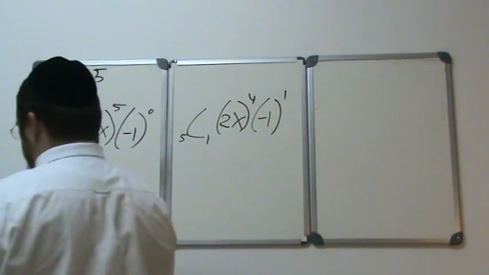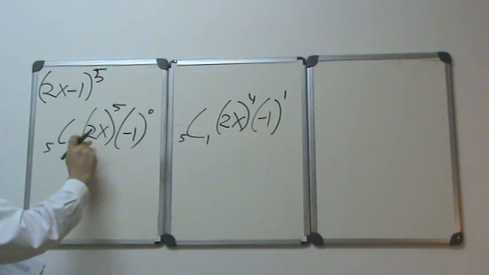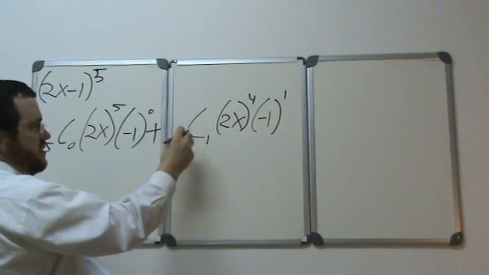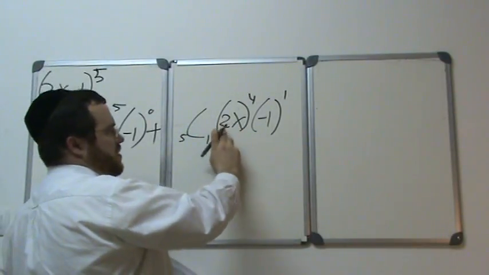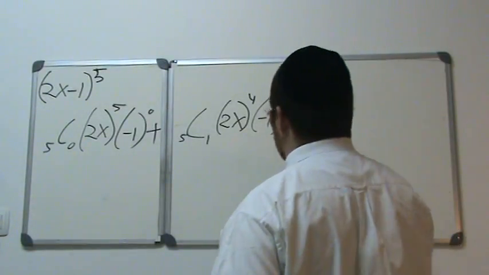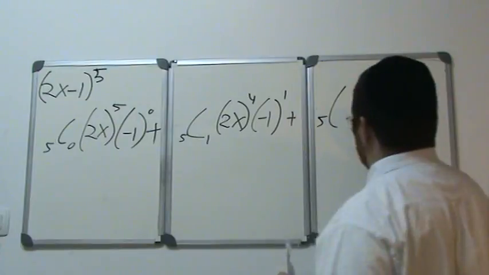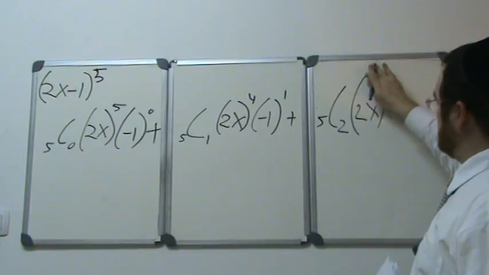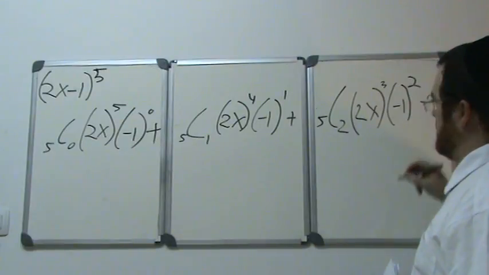So we start with 5 combination 0 times 2x to the 5th power times negative 1 to the 0 power, plus 5 combination 1 times 2x to the 4th power times negative 1 to the 1st power, plus 5 combination 2, which is 2x to the 3rd power, and negative 1 is going up to the 2nd power over here.